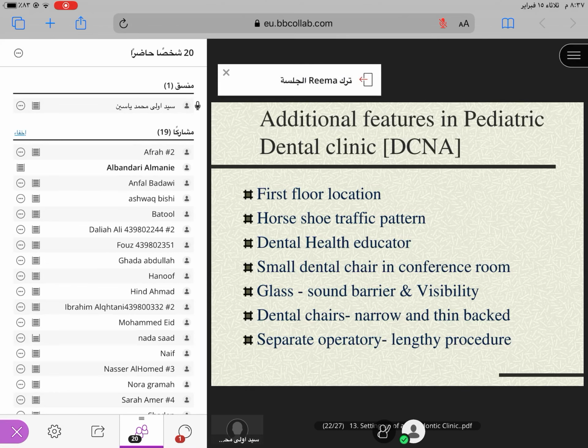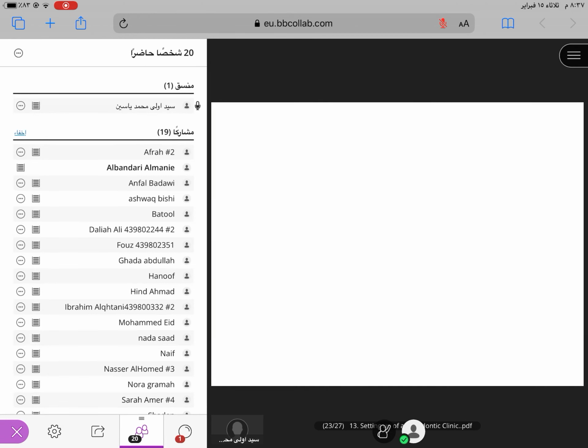The dental chair should be narrow and thin back, especially for the pedo chairs. They should have a separate operatory for lengthy procedures. If you're doing a procedure that lasts for more than 40 or 50 minutes, like sedation or pulpectomy or anything, you can have a separate operatory for that. So that the routine doesn't get disturbed.